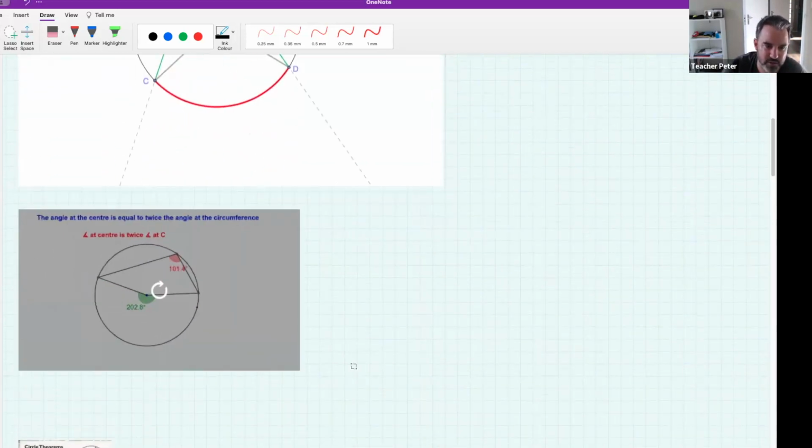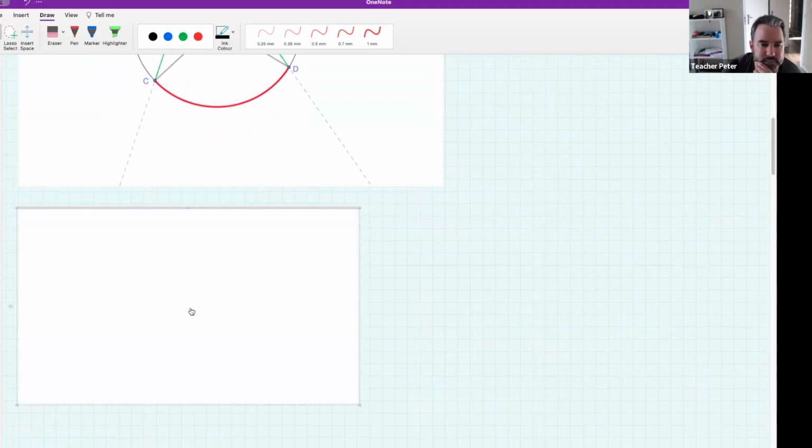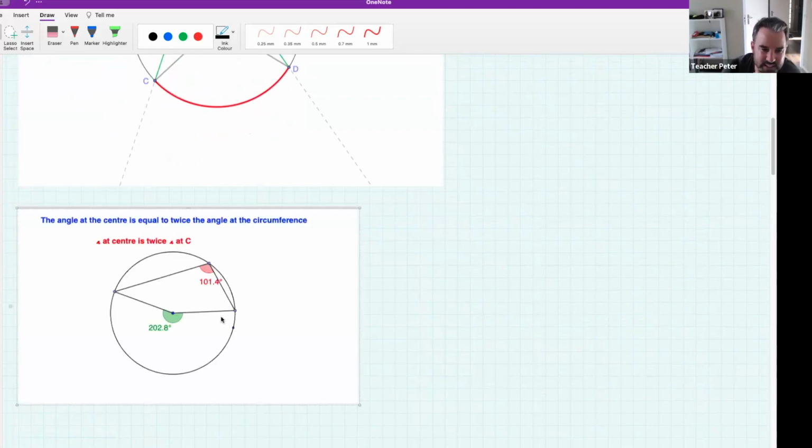Let me show you this one. This is just the shape slightly differently, where the arc that's being used is the major arc. It's this big one. These two make the angle at the center, and these two make the angle at the circumference. It's almost like 101.4. If you double it, you get this one on the outside. So this is the main theorem.